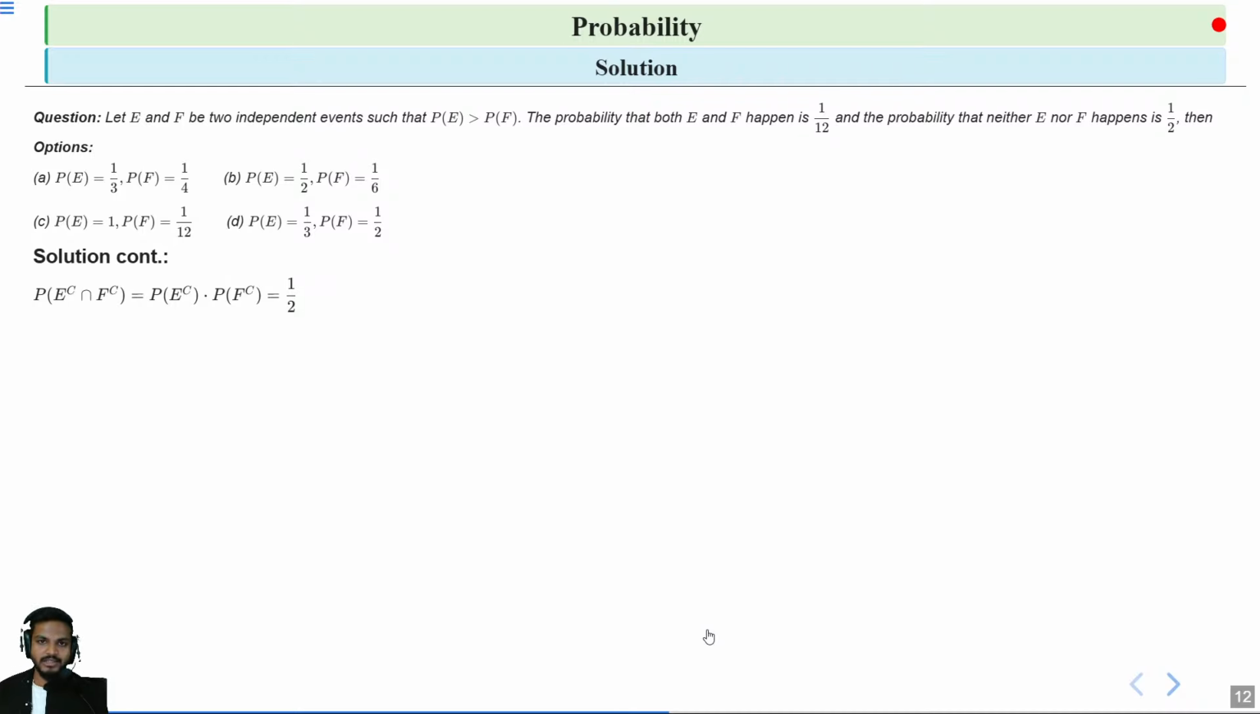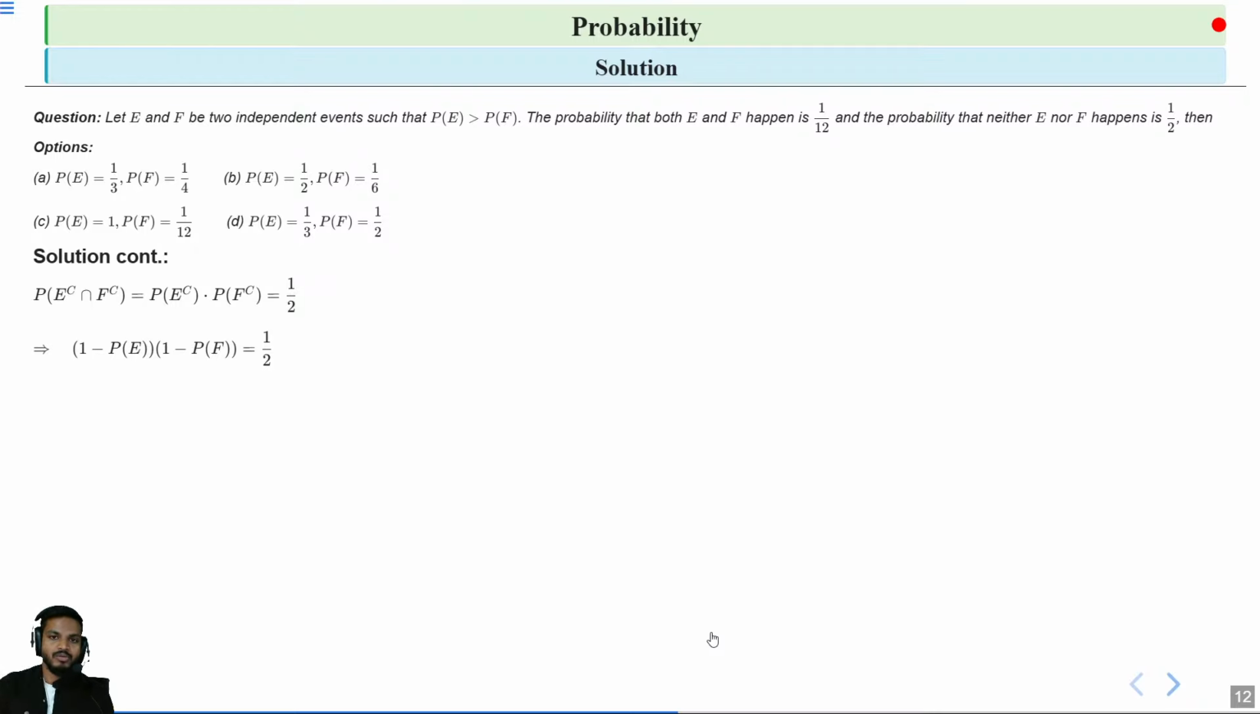Second thing is that it is given that the probability that neither E nor F happens is 1 by 2. Neither E nor F means E complement and F complement, both are happening. So probability of E complement intersection F complement is given, and that is 1 by 2. And we also know that if E and F are independent, then the other pairs like E and F complement, E complement and F, and E complement and F complement are also independent. So probability of E complement intersection F complement, as both events are independent, we get probability of E complement into probability of F complement, and that is 1 by 2.